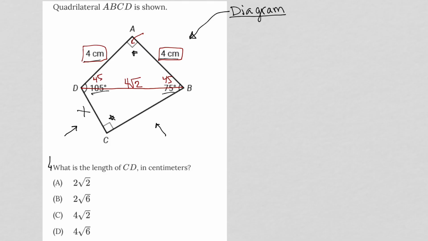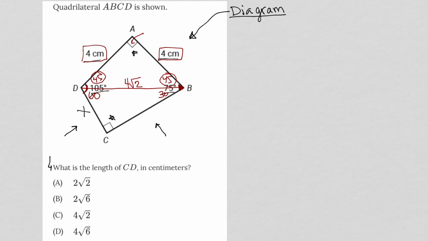I also know that if this entire angle at D was 105, but now this top part I know is 45, that means the bottom part here must be 60. And if this angle B was 75 altogether, but again, I know this top part is 45, then this bottom part here must be 30. And I think this is how I'm going to find my answer.